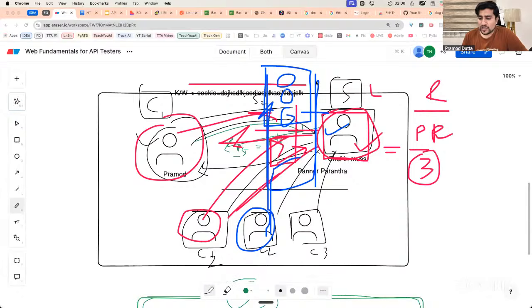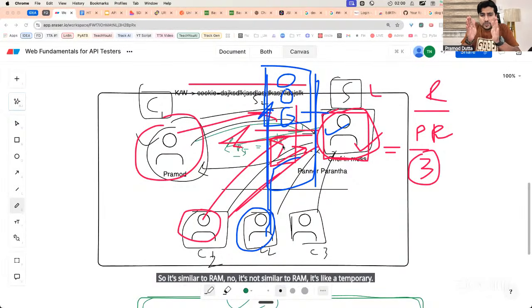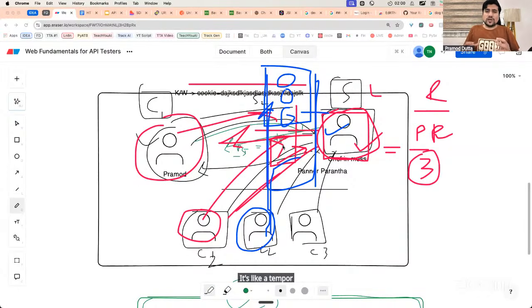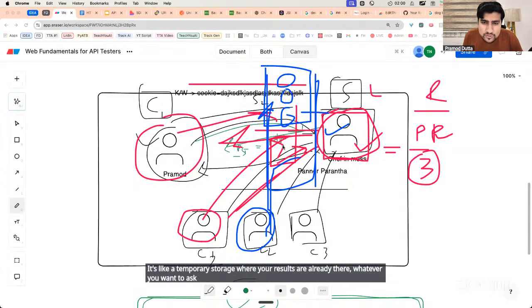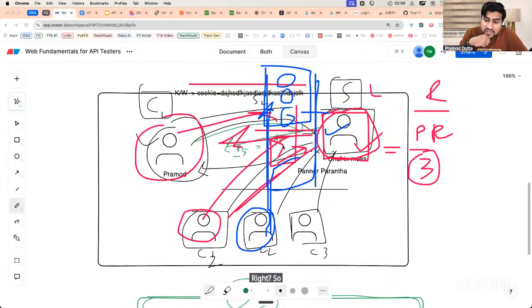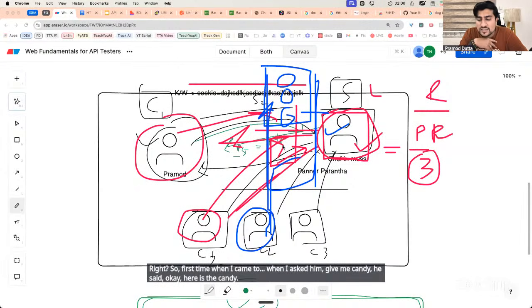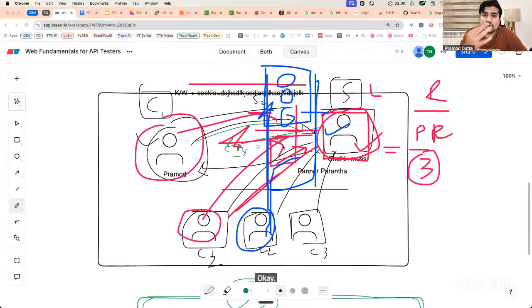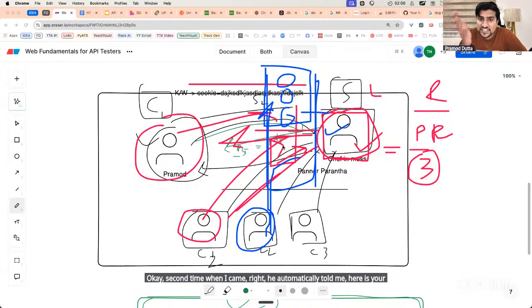So it's similar to RAM? No, it's not similar to RAM. It's like a temporary storage where your results are already there, whatever you want to ask. For example, I remember whenever my chacha used to come, I used to ask him, give me candy. The first time I asked him, he said, okay, here is the candy. The second time when I came, he automatically told me, here is your candy. That is cache. Understood? Automatically.